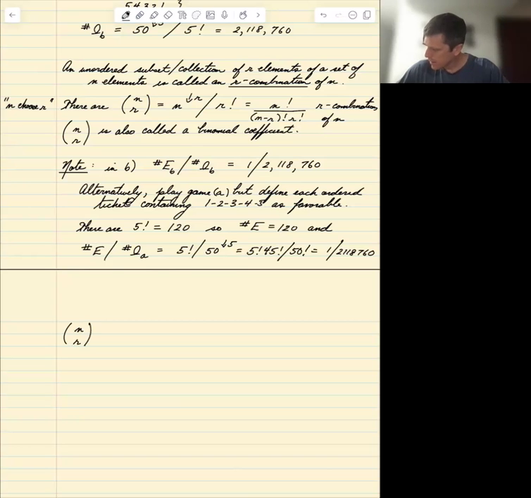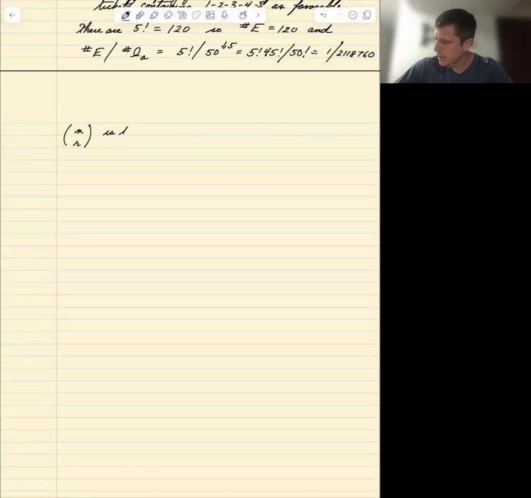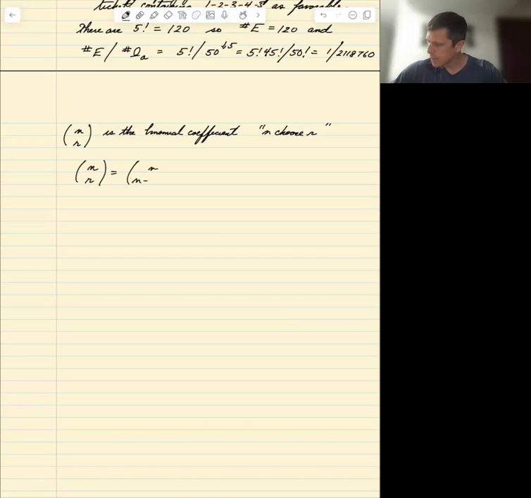So n choose R, this is the binomial coefficient n choose R. Something to be aware of is that n choose R is equal to n choose n minus R, and n choose R is equal to n minus 1 choose R plus n minus 1 choose R minus 1. We'll leave that as homework.